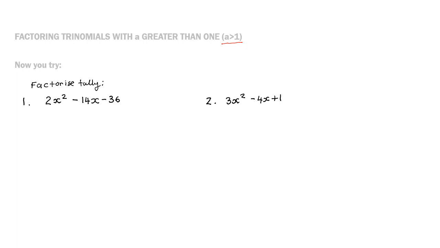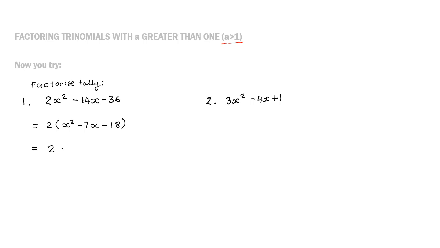Okay, so let's go through it. Hopefully you were able to see that for this first one, there's a common factor of 2 that we can pull out. So this is equal to 2 times x squared minus 7x minus 18. And then now you just need to factorize the quadratic.